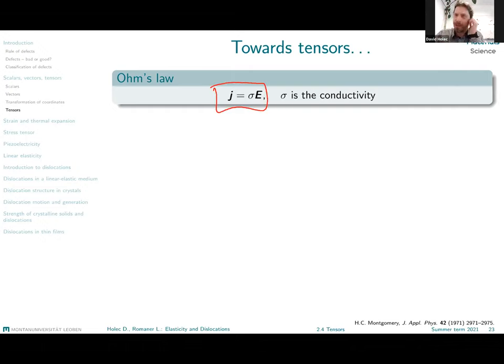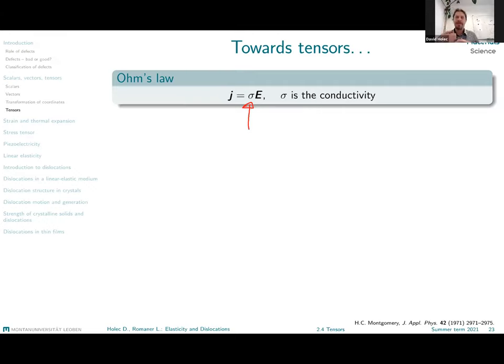Maybe more often the first time we see it is in the integral form, right? Resistivity times current equals the voltage. We can see it also in the differential form. And those of you who are attending solid state physics will see this very often: the flux, the electric current, equals the conductivity times the electric field. Typically, this conductivity is assumed to be a scalar.